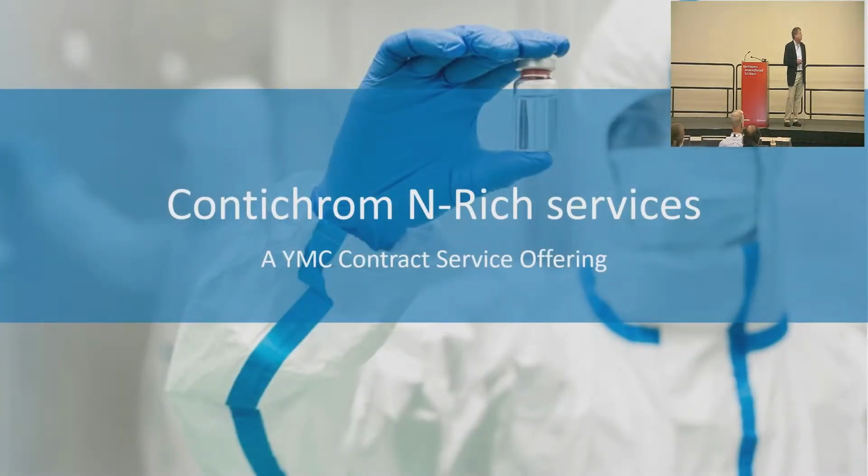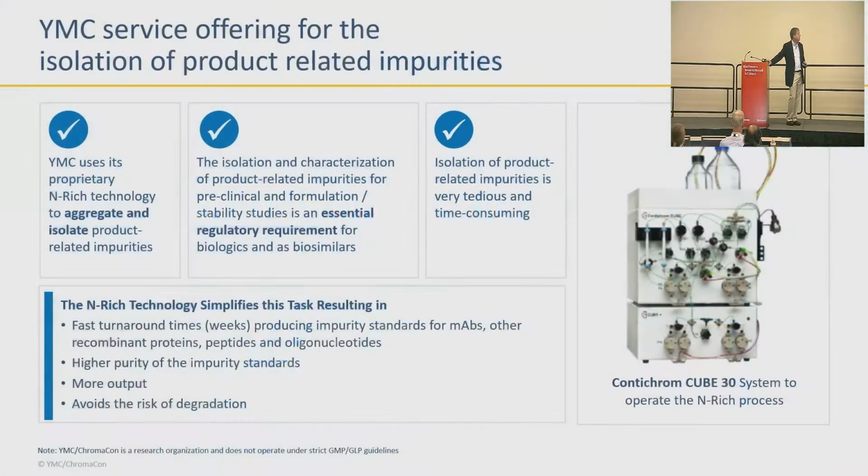One thing we do offer, because not everybody has a need for a full-time system, they just have some sample once in a while, is contract services for this kind of work. We have a lab just outside of Boston and one just outside of Los Angeles that are equipped with these systems, so we can work with people to do impurity isolations and other things too. So basically we use the technology, we do the isolation, the characterization.